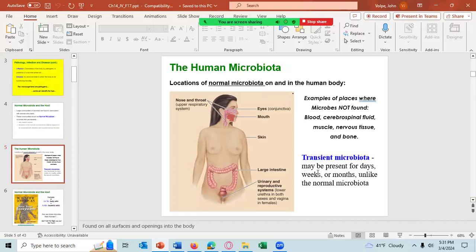The human microbiota is found in this picture here on the skin. All of the mucous membranes open to the outside, like the eyes, the mouth, the nose, the throat, the gastrointestinal tract, the lower reproductive and urinary tract, especially the urethra.